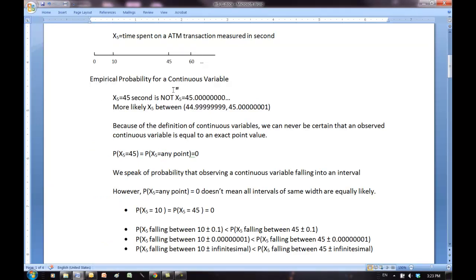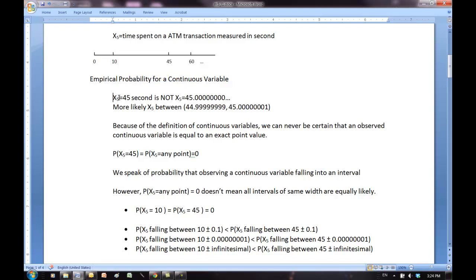And remember previously that we defined the probability for a discrete variable as a percentage, but the difference between the two types of variables we just discussed forces us to define the probability for a continuous variable slightly differently, and we'll see why now.